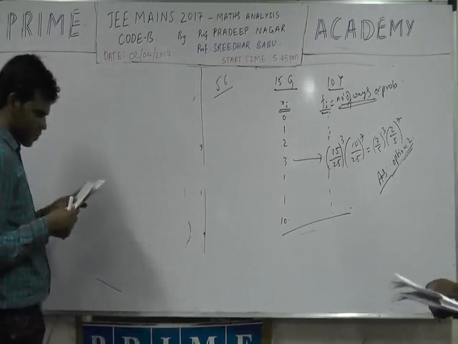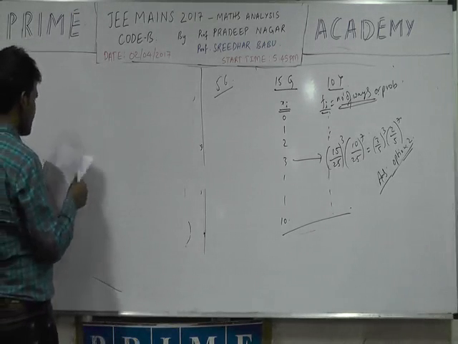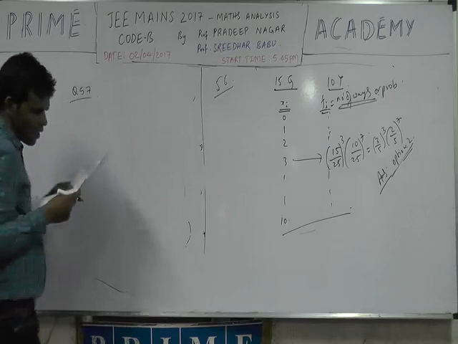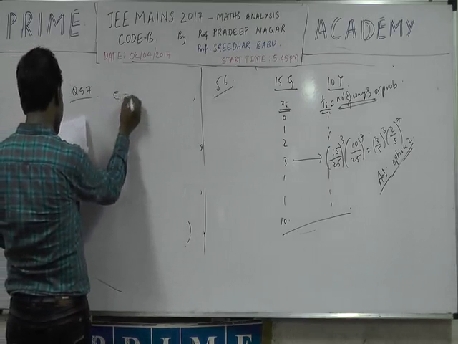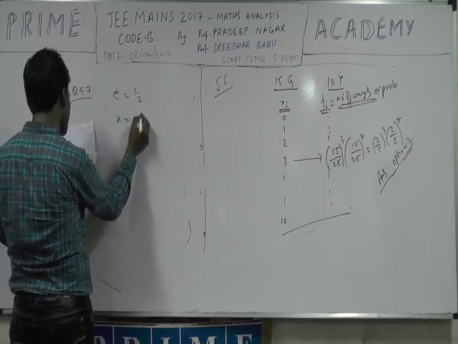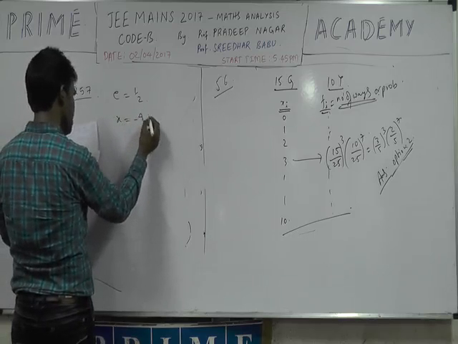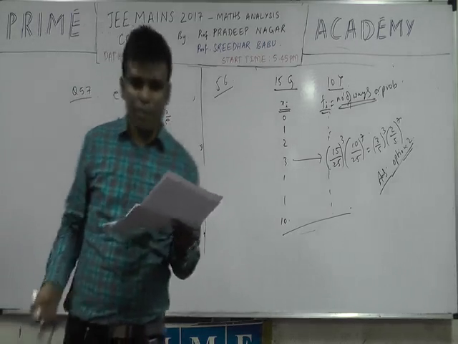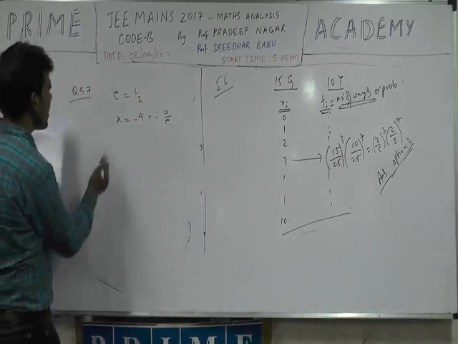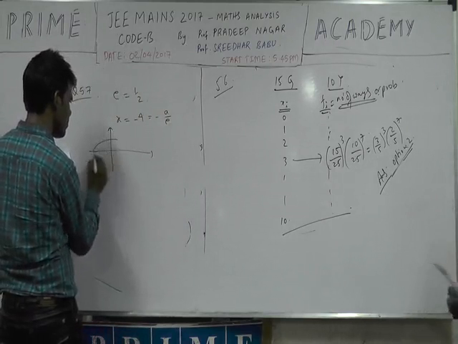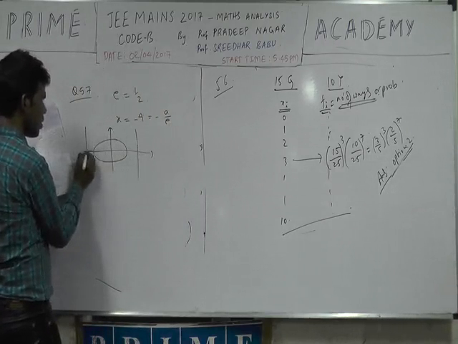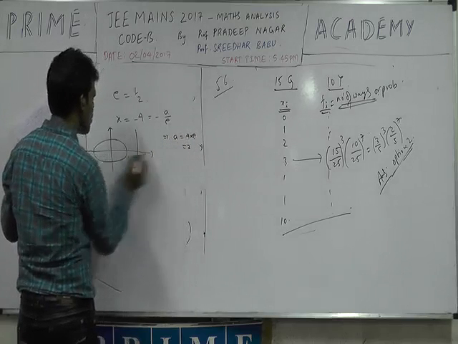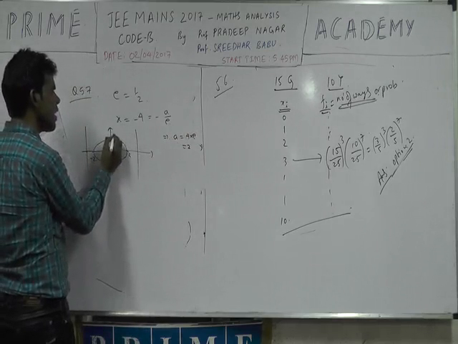Question number 57. It is a very easy board level question. They are saying that the eccentricity of an ellipse is half, and one of the directrices is x equal to minus 4, which should be minus a upon e, if the center of the ellipse is the origin, which is given in the question. Hence, you can easily find a, because minus a upon e is this, hence a should be 4 into e, that is 2, means this point is 2, this is minus 2. So you can easily get this point also.